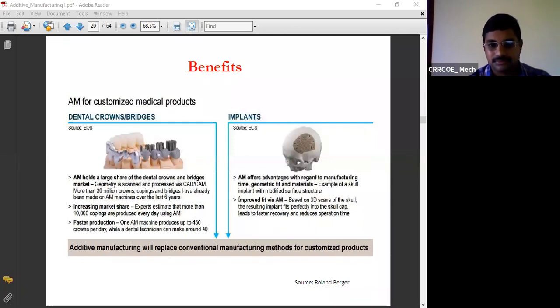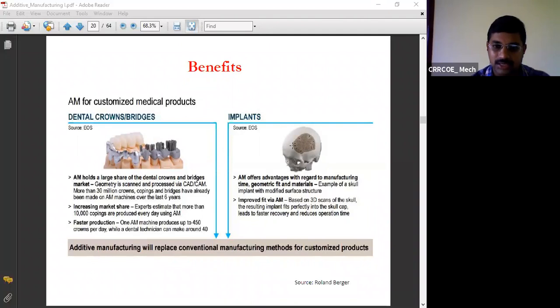See, improved fit via AM. Based on the 3D scans of the skull, the resulting implant will fit perfectly into the skull cap, which leads to faster recovery and reduces the operation time. So here some part of the skull has been damaged, not the entire skull, a part of the skull. So this brown color part has been joined to the original human organ.